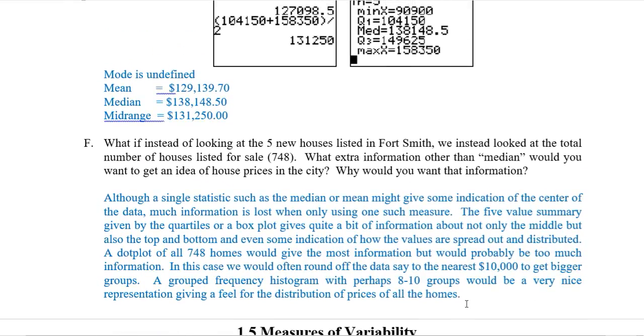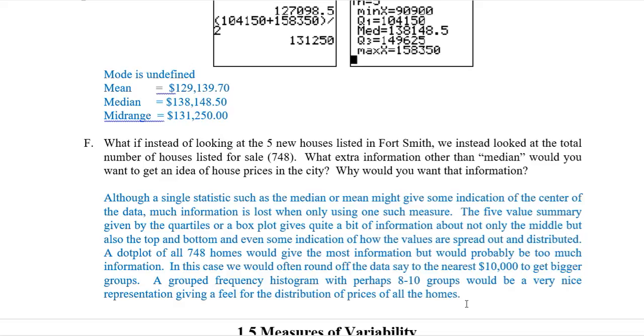Well, although a single statistic such as the median or the mean might give some indication of the center of the data, much more information is lost when using only one such measure. The 5-value summary given by the quartiles or a box plot gives quite a bit of information not only about the middle, but also the top and bottom, and even some indication how the values are spread out and distributed. So I would probably like to look at maybe a box plot. That would be pretty nice. Or if you could actually have a dot plot of all 748 homes, that would give the most information. But in this case, 748 dots is probably a little bit too much information.